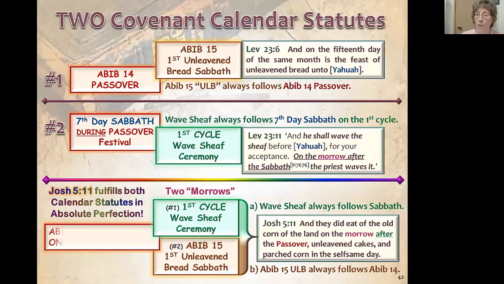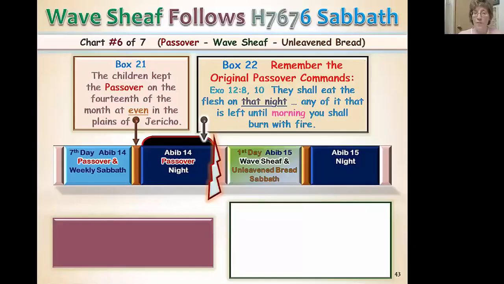And that's how, when you go all the way back and do the puzzle, you will find that Abib 14 Passover is on a seventh-day Sabbath. That is the only way you can get the wave sheaf to follow on the 15th, and unleavened bread is also on the 15th. It's the only way that it works. And Joshua has put them both together so that you can know Abib 16 is not the day for wave sheaf, although it can land on the 16th. Wave sheaf always follows the weekly Shabbat.